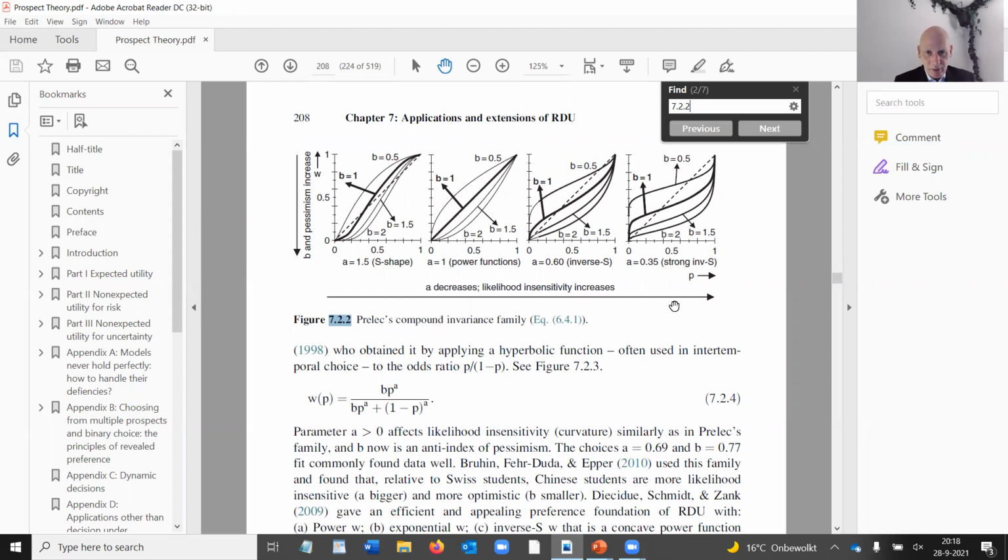Another family is the formula that you see here. This is called the Goldstein-Einhorn family. Like Parametric, it has two parameters A and B, and although the mathematical formula looks quite different, these parameters have quite the same effect. It's not very difficult to see from this formula that parameter B is a parameter of elevation, but now the bigger B is, the higher the curve is. So B is an index of optimism.